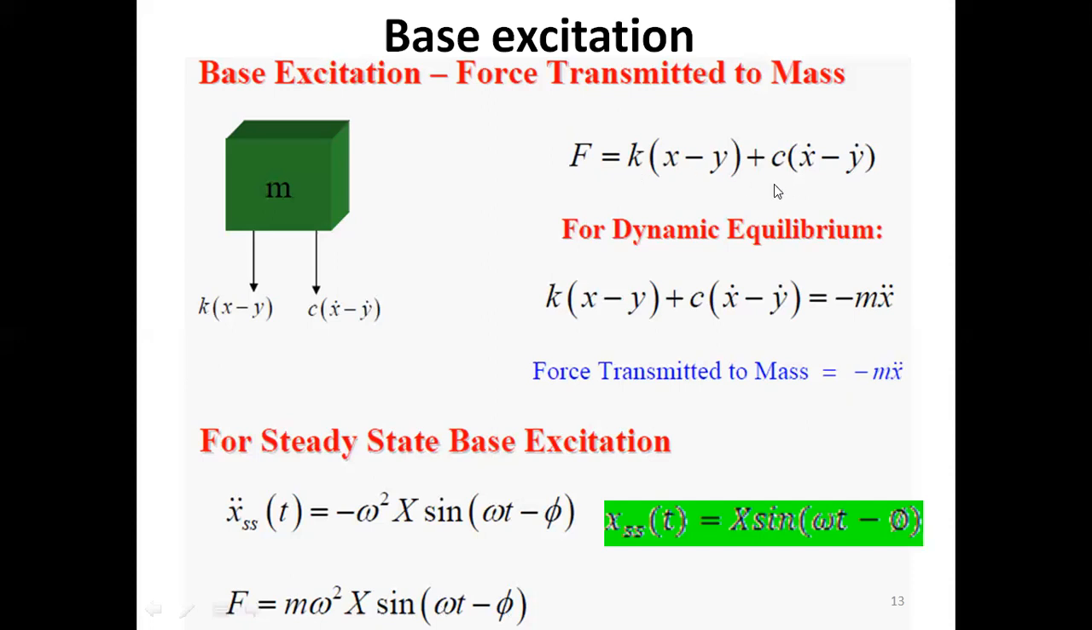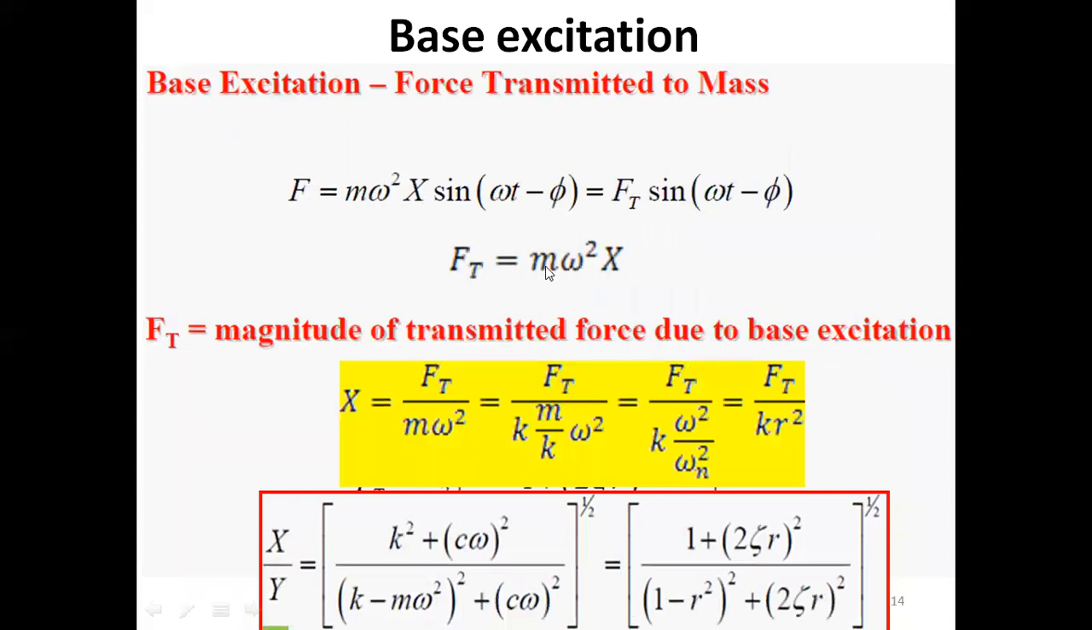So this is the transmitted force in terms of mass, and here we have the transmitted force in terms of stiffness and damping. We could use both equations. So we got the model for the transmitted force in terms of mass. If we look here, this is the sine function, and the coefficient of the sine function is the amplitude. This is the amplitude of the transmitted force.